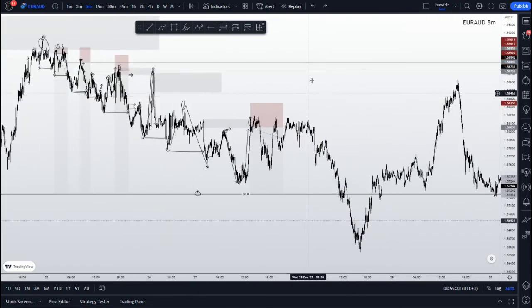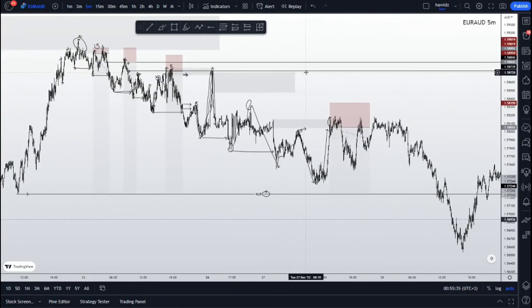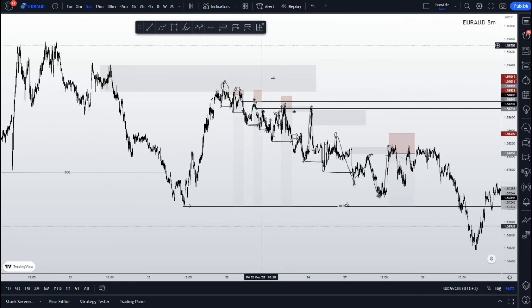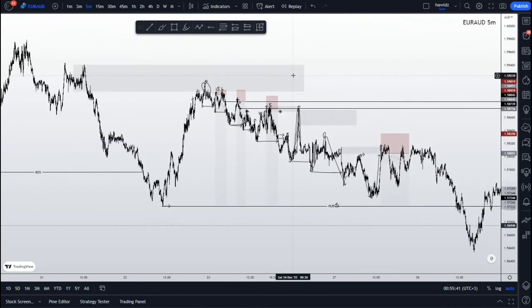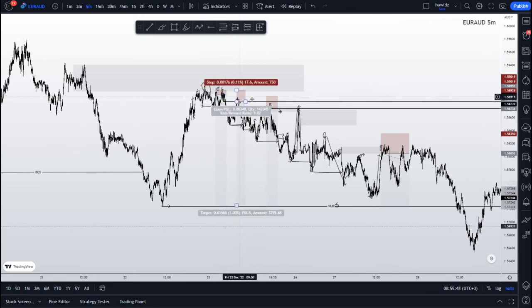You don't have to be on the charts 24/7 looking for an entry. You should only execute entries when you see them. Don't sit on the chart waiting for an entry unless you have seen one. That's not healthy. That's not good for a trader. So that's just some psychological advice.